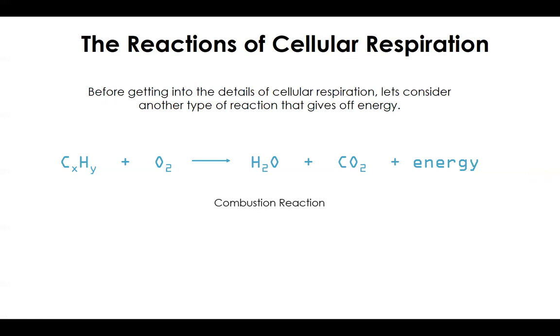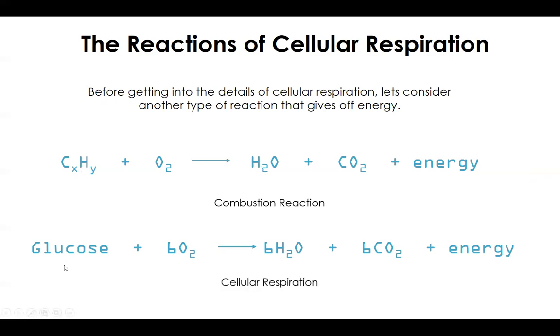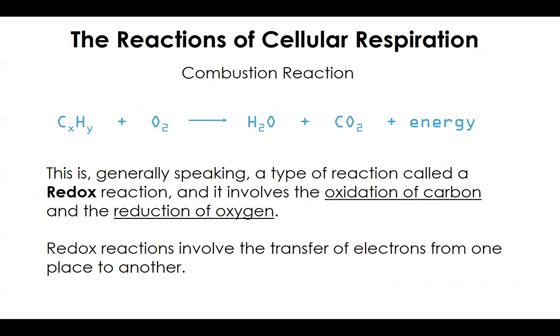We can compare that briefly to our reaction for cellular respiration. We've got glucose, which we know has some carbons, 6 to be exact, and some hydrogens. React that with oxygen, and we get water, carbon dioxide, and energy. We'll get back to this in a moment, but for now, just note some of the similarities. Let's go back to that combustion reaction. It's a little easier and more straightforward to think about some of the principles by comparing it to this reaction. A combustion reaction, generally speaking, is a type of reaction called a redox reaction.